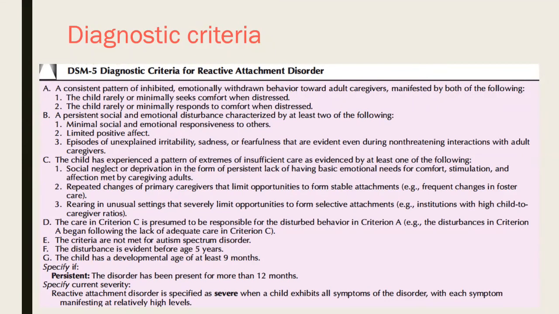The care in criteria C is presumed to be responsible for the disturbed behaviors in criteria A, and the criteria are not met for autism spectrum disorder. The disturbance is evident before the age of 5 years, and the child has a developmental age of at least 9 months.